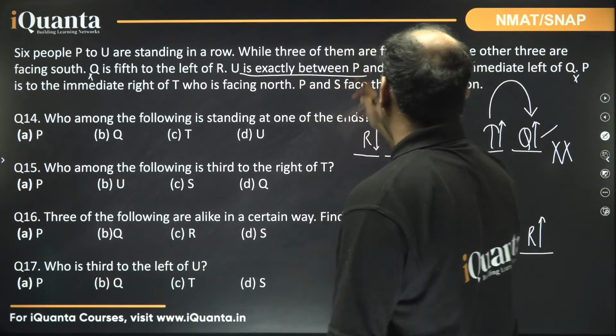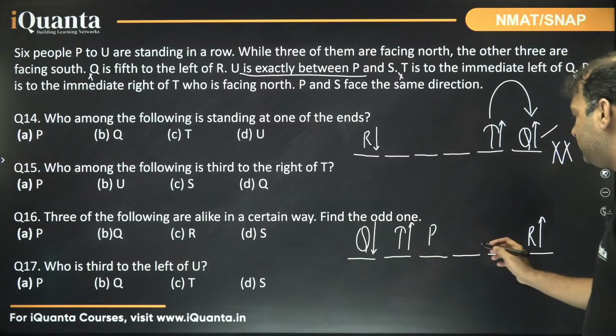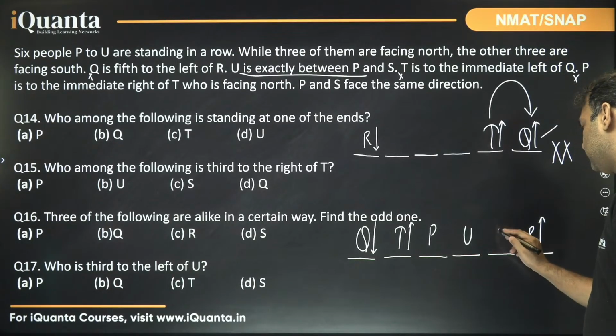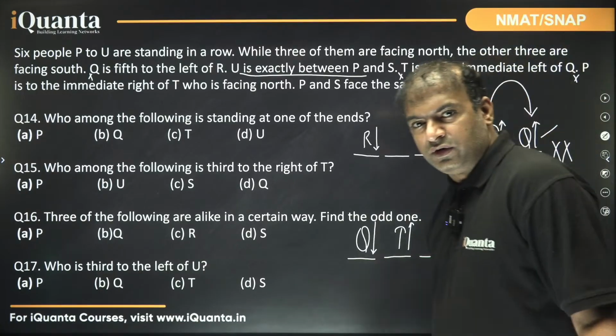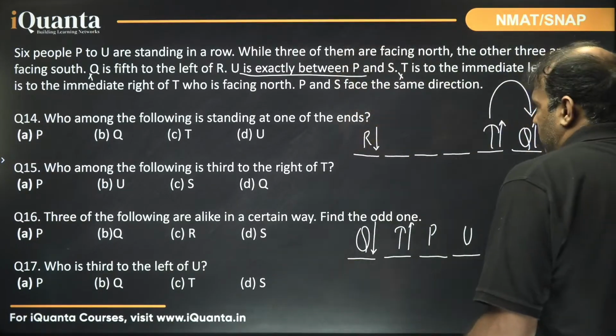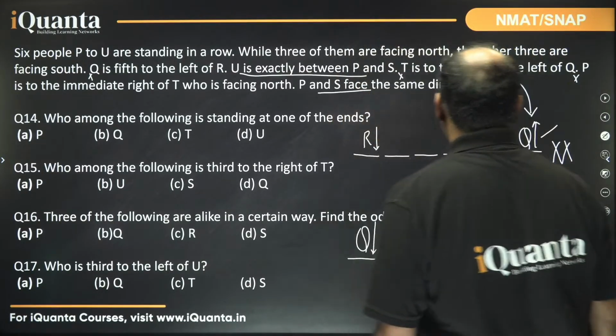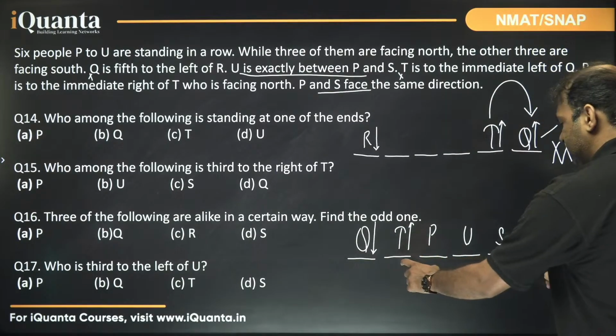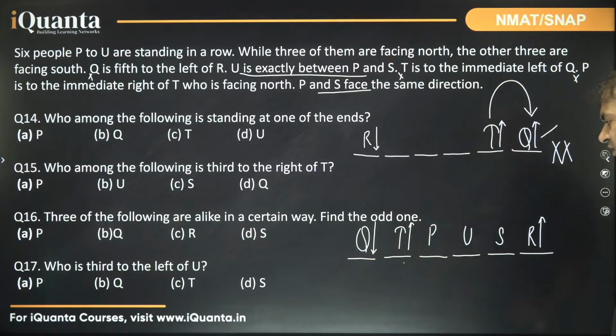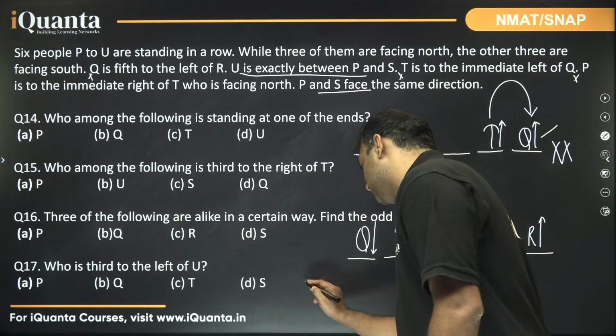U is exactly between P and S. So guys, only possibility is what? That U is here and S is here, right? Only then U can be exactly between P and S. That's the only possibility left. All right, now the last point is that P and S face the same direction. All right, guys, so far if you see, T and R are facing north and Q is facing south, right?